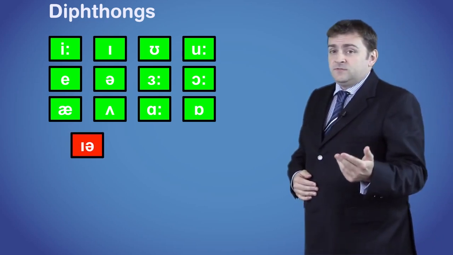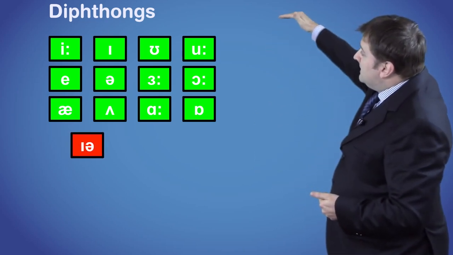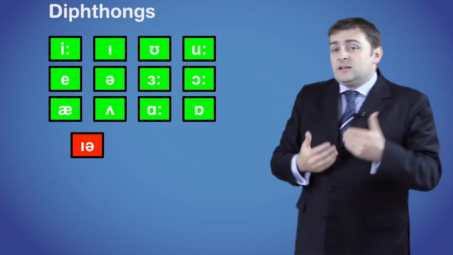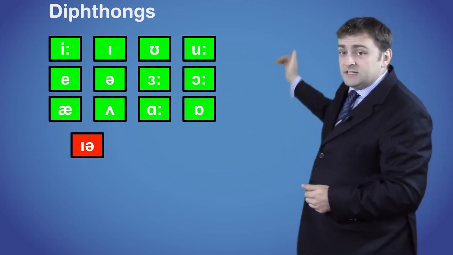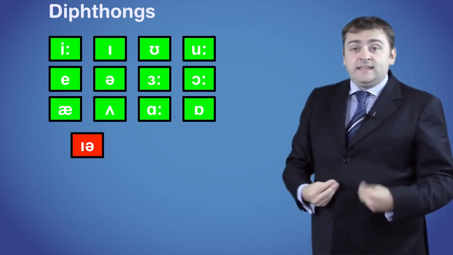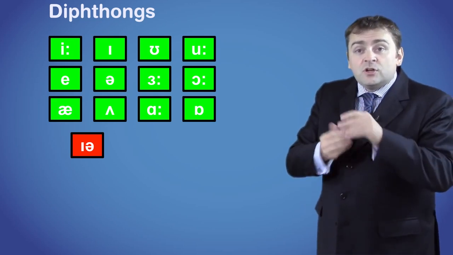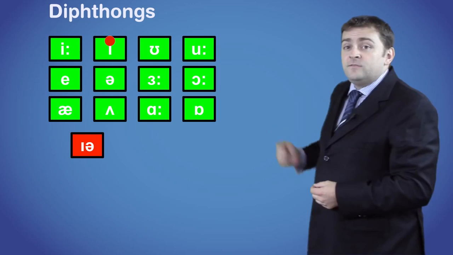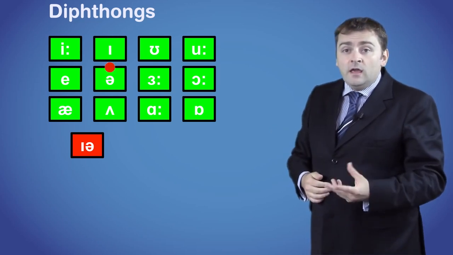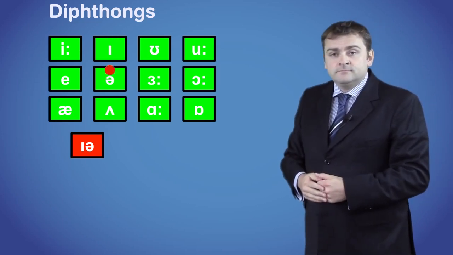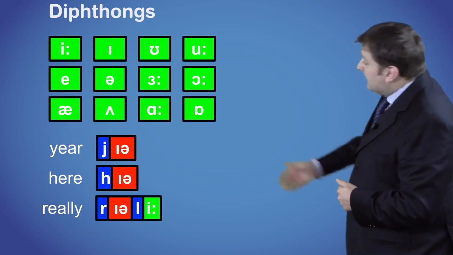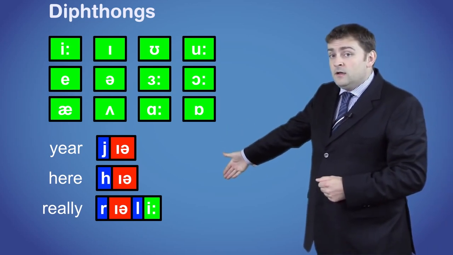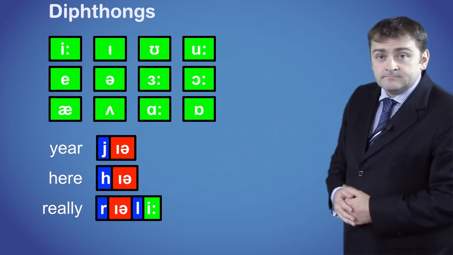The main physical difference between the sounds on the top row and the sounds on the second row is that your mouth should be a little more open for the second row sounds. So as you say ear, your mouth should open a little bit, starting on the I and finishing on the schwa. As in the words year, here, and really.